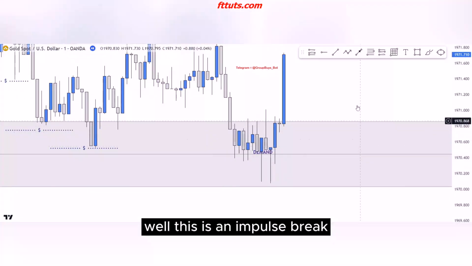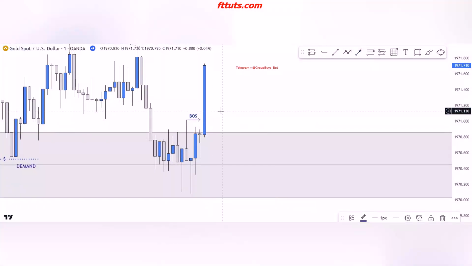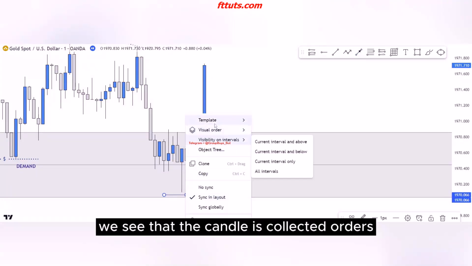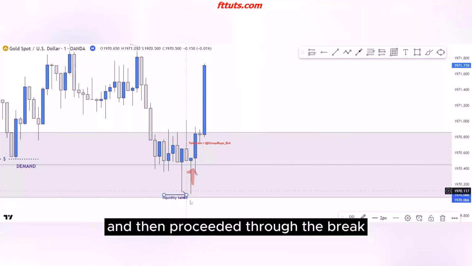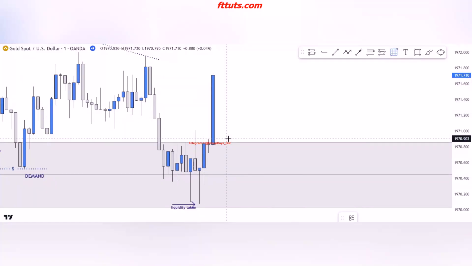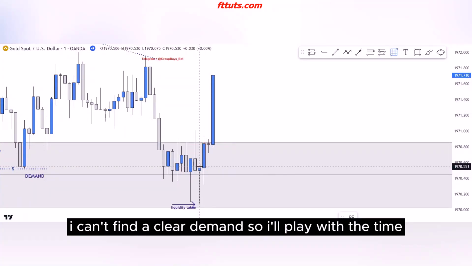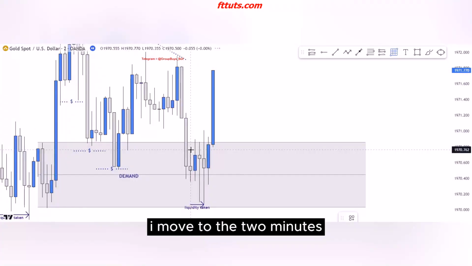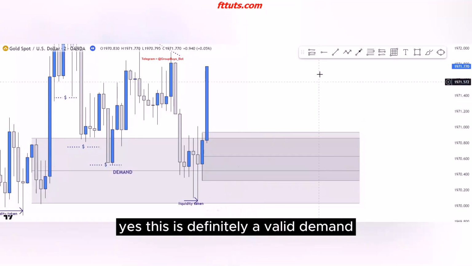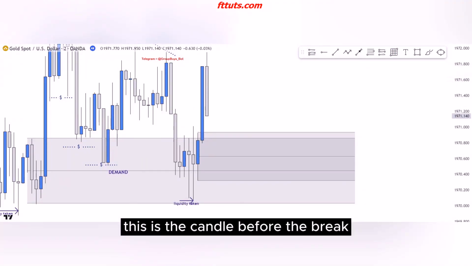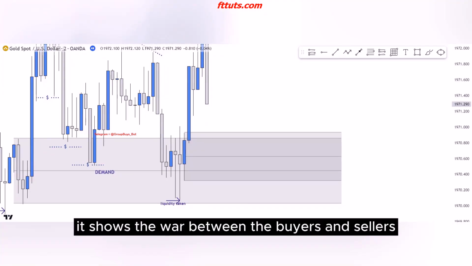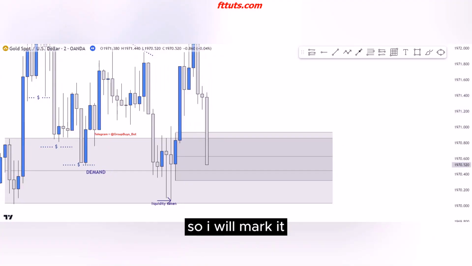Well, this is an impulse break. We will mark the liquidity taken here. We see that this candle has collected orders and then proceeded through the break. I can't find a clear demand, so I'll play with the time. I move to the 2 minutes. Yes, this is definitely a valid demand. This is the candle before the break, and also it contains quite big wicks. It shows the war between the buyers and sellers, so I will mark it.